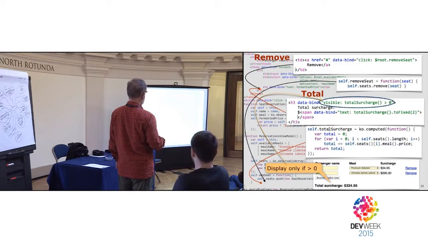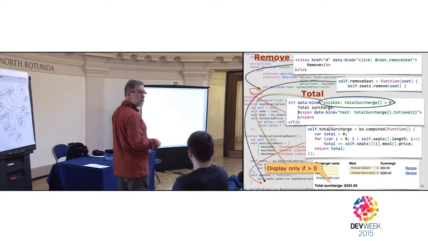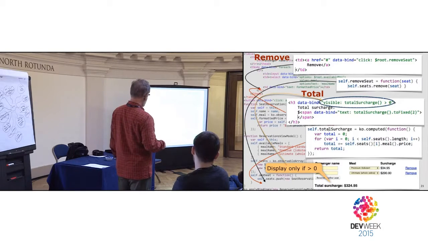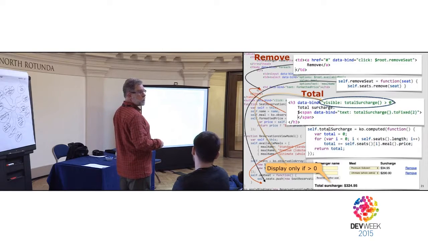This is a click data binding. You've seen that a few times now. So when this link is clicked, it's going to remove a seat. And here's my remove seat function, which I put way down here. The remove seat function is going into the array of seats and just removing it. It's the opposite of the push. Which again is going to be painful in this particular example because it's going to now redraw the table.